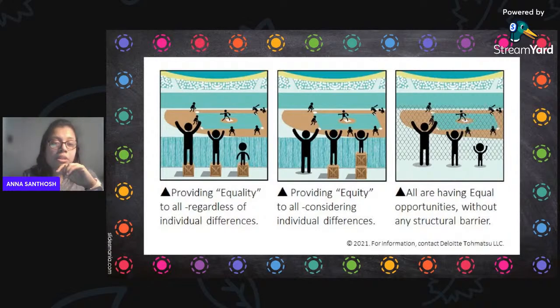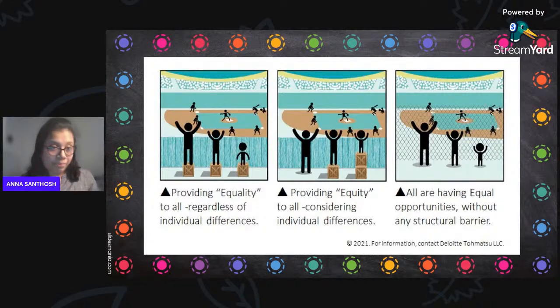If you look at the first picture, you can see that there are three boxes of the same height, so they are not able to view the show properly, and they have given equality to all regardless of individual differences. That means they have given the same three boxes, just to stand on and view the show. The first two are able to view the show, but the third one is not. So literally, they have equality. All three of them have equality. But still, the smallest is not able to view the show.